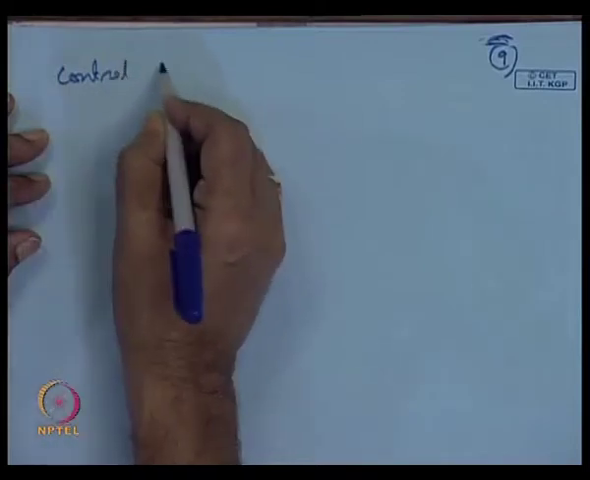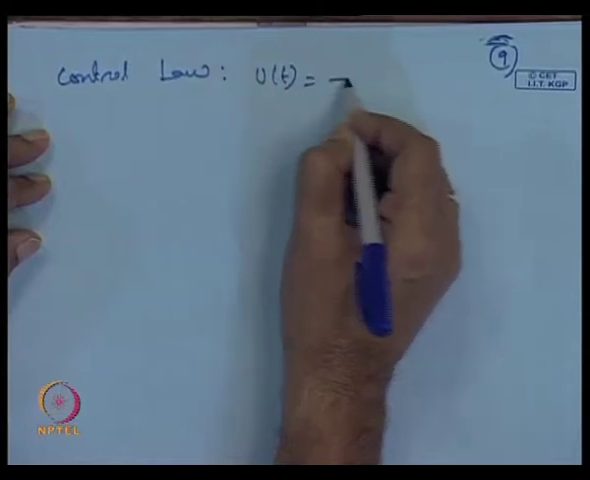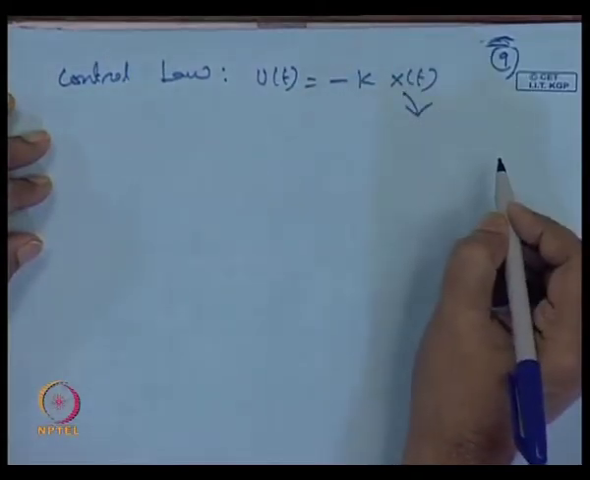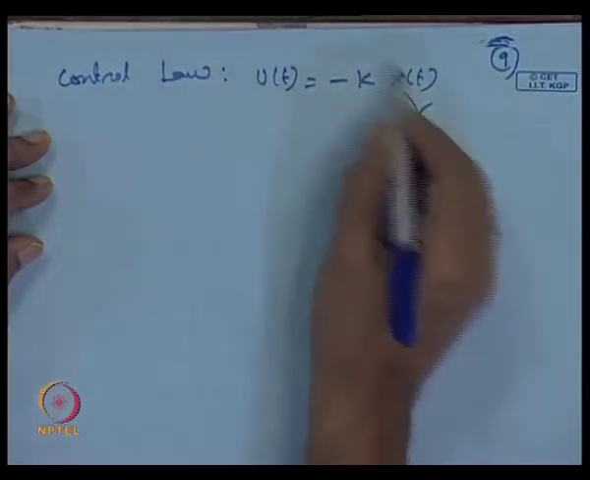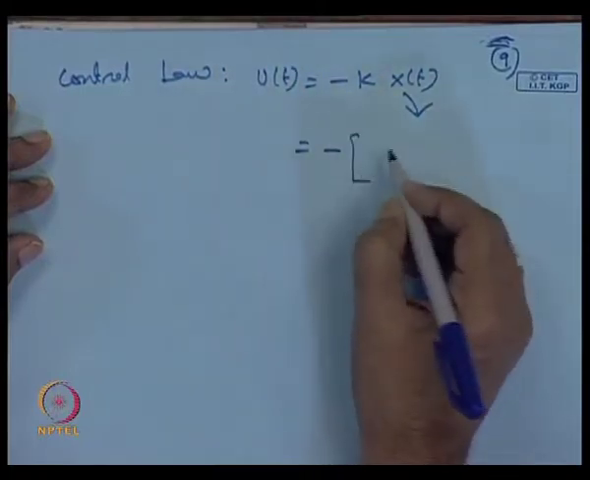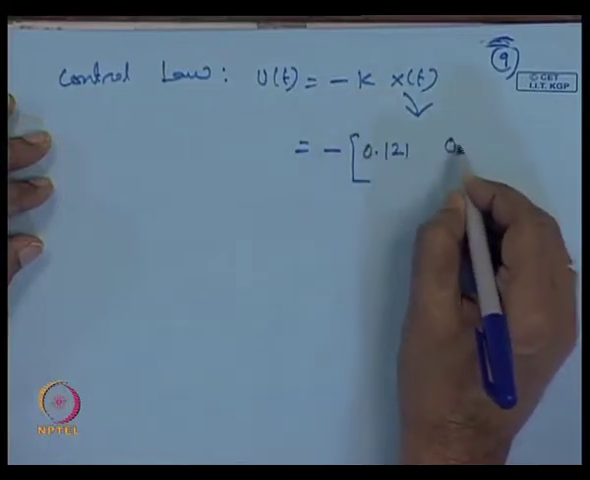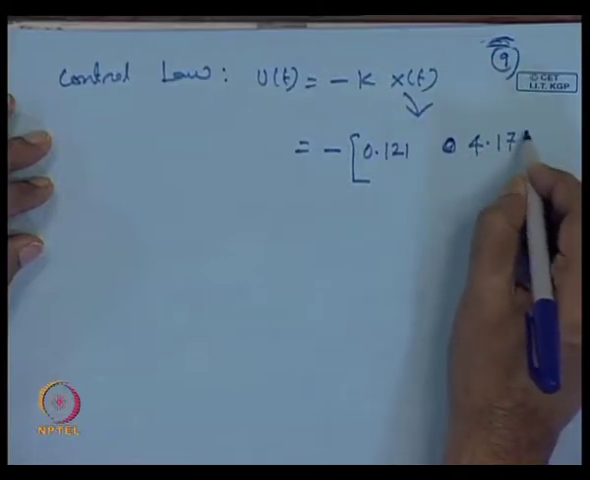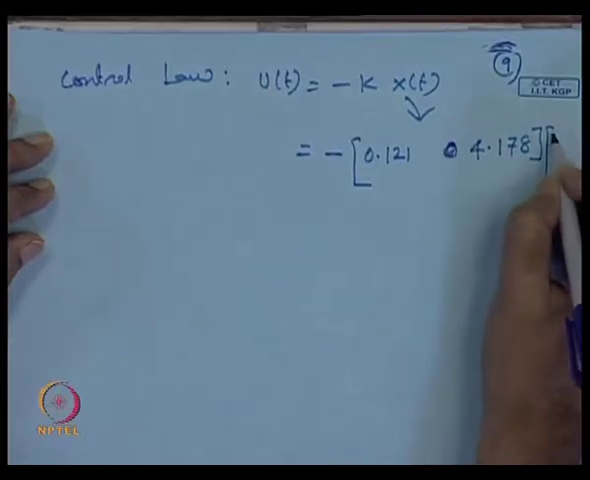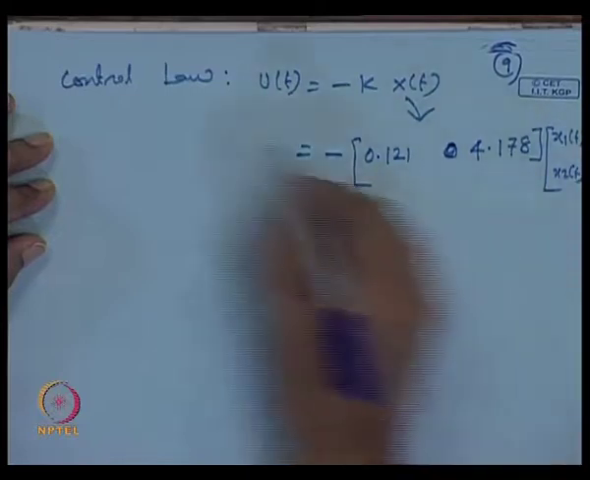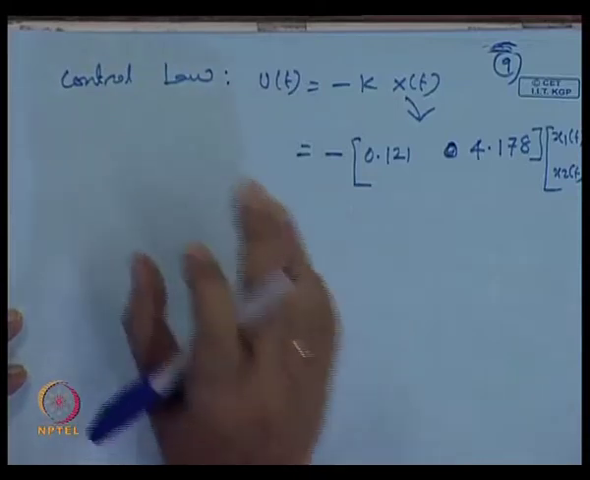Once you know the controller gain, immediately I can find the control law, which is u of t equal to minus K x of t. We assume that these states are all accessible and measurable by the users. So, you know K, and immediately you can implement u of t. So, u of t is minus 0.121, 4.178, times x1 of t, x2 of t. This is our control law, and if you apply this control law to the system, it will stabilize the system. Not only stabilize, it will drive the state from the initial state x(t0) to the equilibrium position in an optimum manner by minimizing the performance index. So, let us check the closed loop system stability.